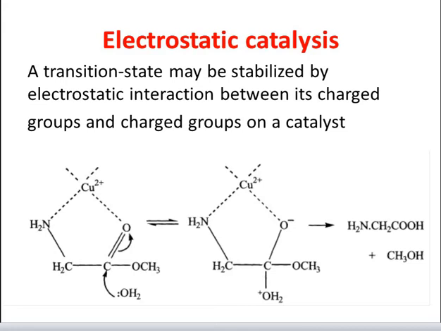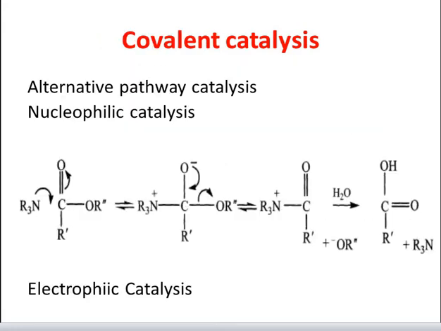For example, the hydrolysis of a methyl ester of glycine to produce glycine and methanol may be catalyzed by cupric ions. The mechanism probably involves the following steps. The third type of catalysis is covalent catalysis. In contrast to acid-base and electrostatic catalysis, where the transition state is merely modified, covalent catalysis introduces a different reaction mechanism and is sometimes termed alternative pathway catalysis.